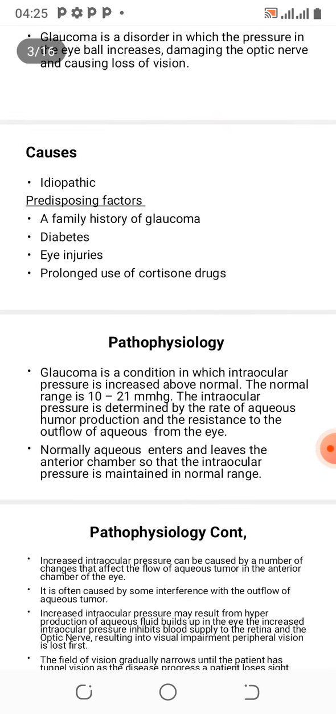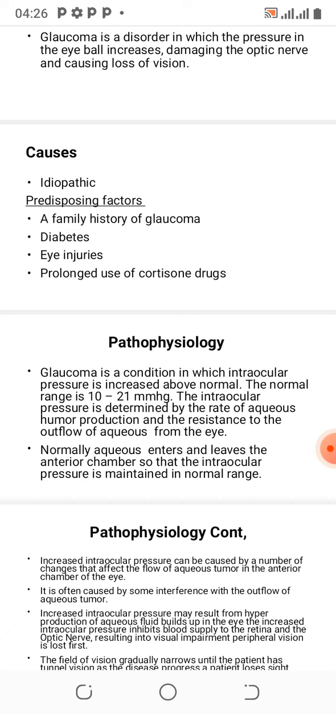There are some predisposing factors which include the following: a family history of glaucoma, diabetes mellitus, eye injuries, and prolonged use of cortisone drugs.